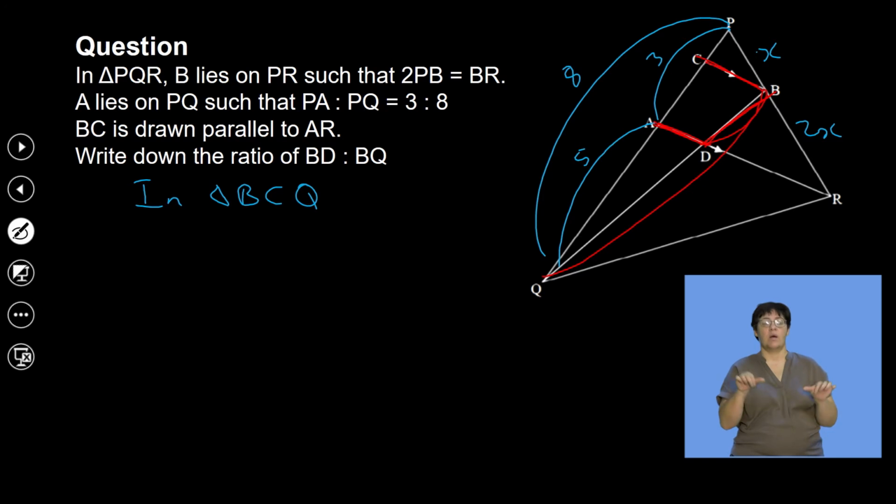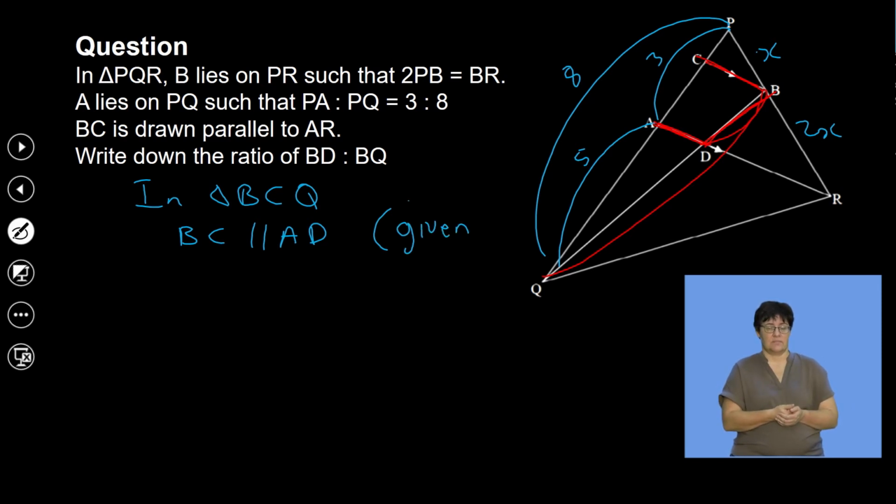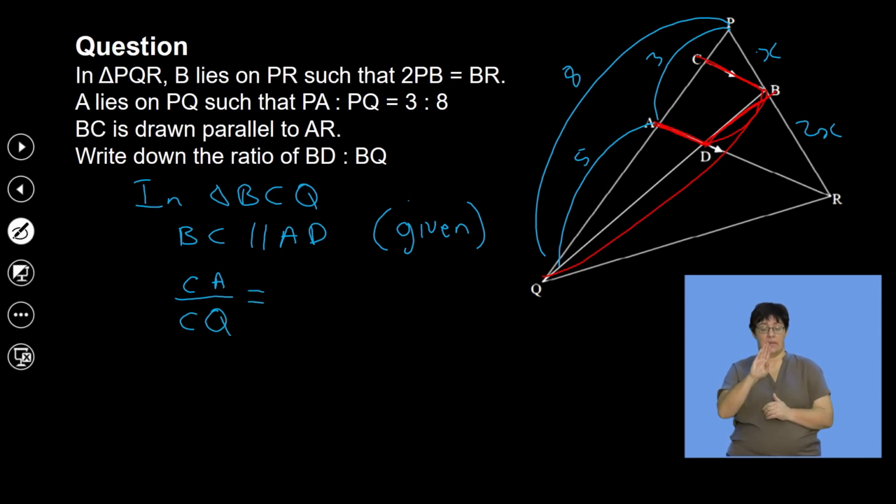right? I know that there's proportionalities that are there. So I will say BC is parallel to AD. Why? I was given this, right? And if that is the case, it means that my CA over CQ is equal to the BD over BQ.